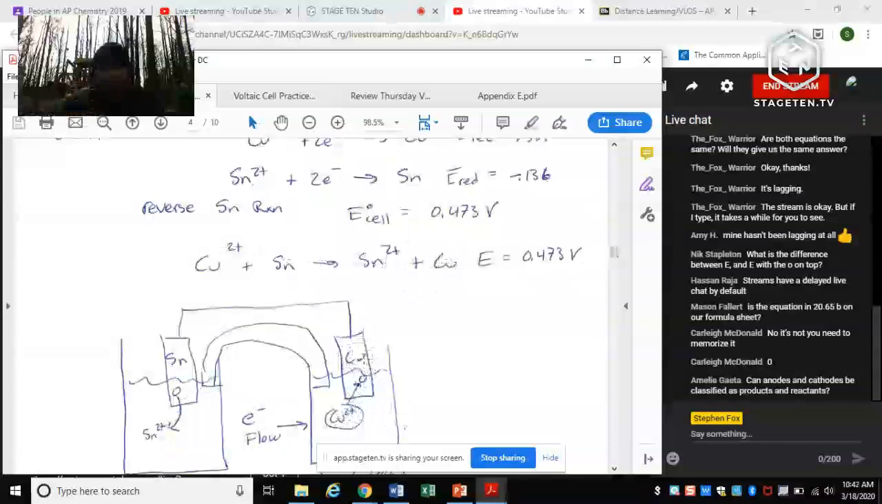So yes, the anode and the cathode electrodes can be products and reactants, and they should be if you have solid things that can be the anode or the cathode. But they don't have to be. So if you want to, you can use the platinum.